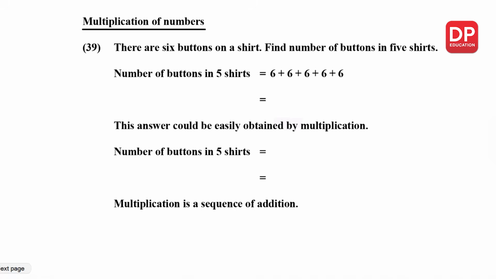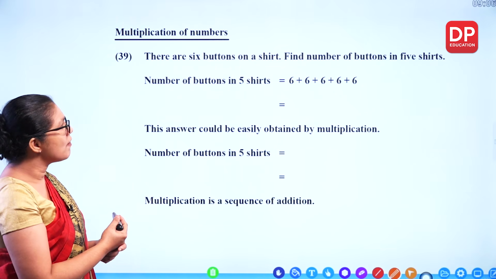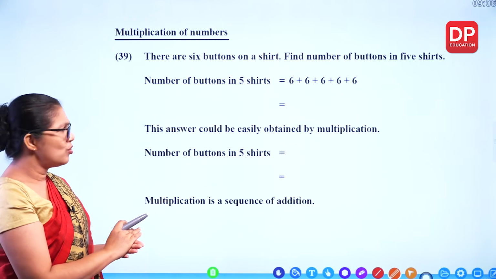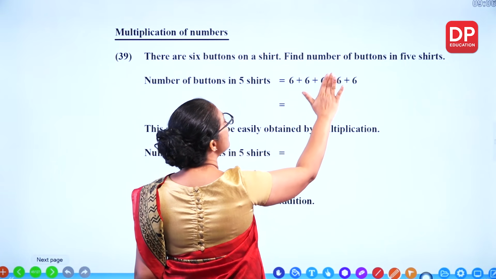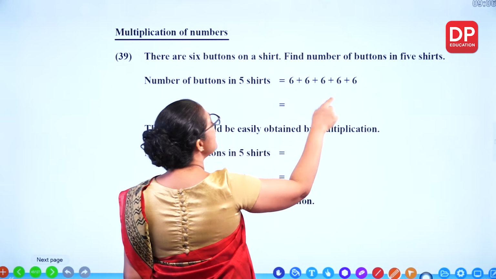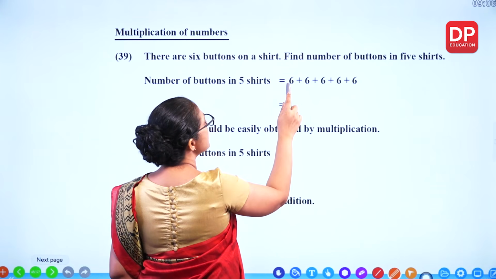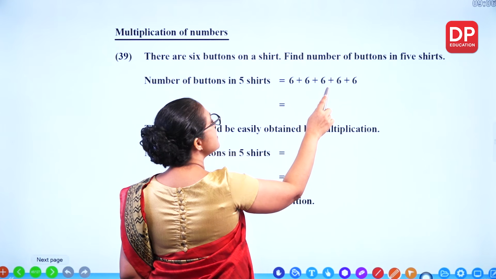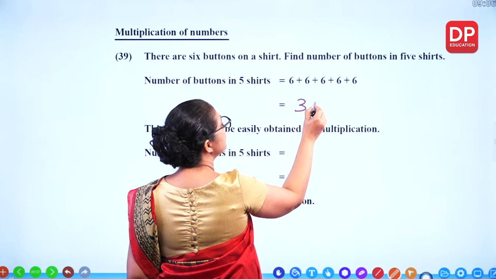Now we'll look at multiplication. So look at this question. There are 6 buttons on a shirt. Find number of buttons in 5 shirts. So what we can do, you can add it. So this is first shirt, second, third, fourth, fifth. So we are adding all buttons to get the total number of buttons. 6 plus 6, 12. 12 plus 6, 18. 18 plus 6, 24. 24 plus 6, 30.